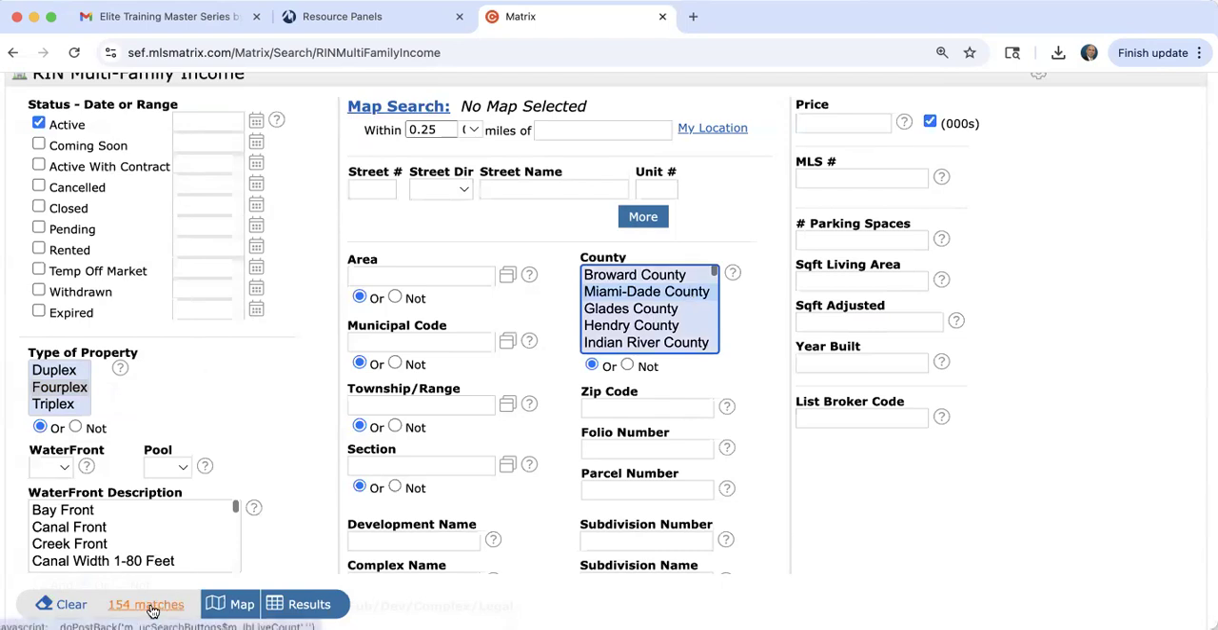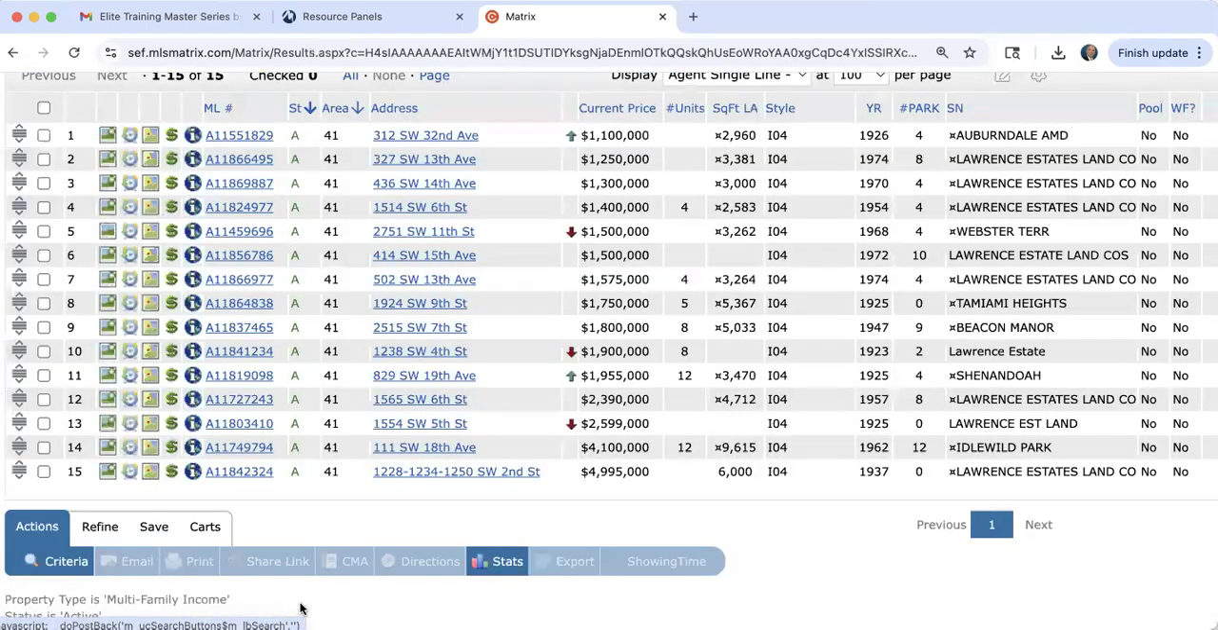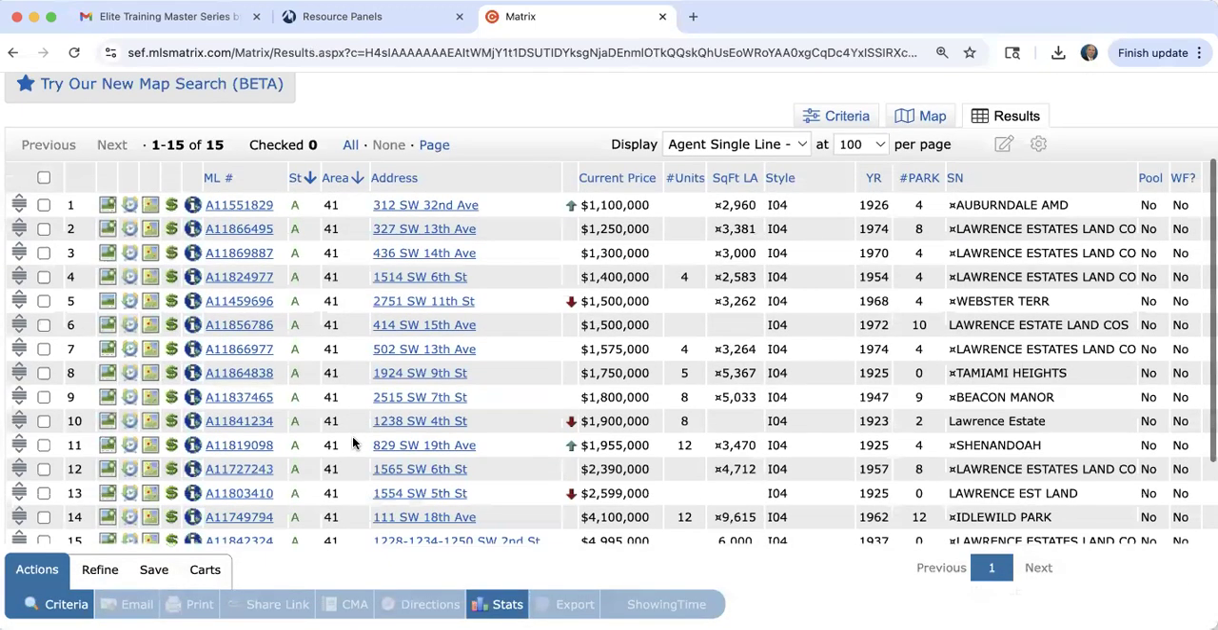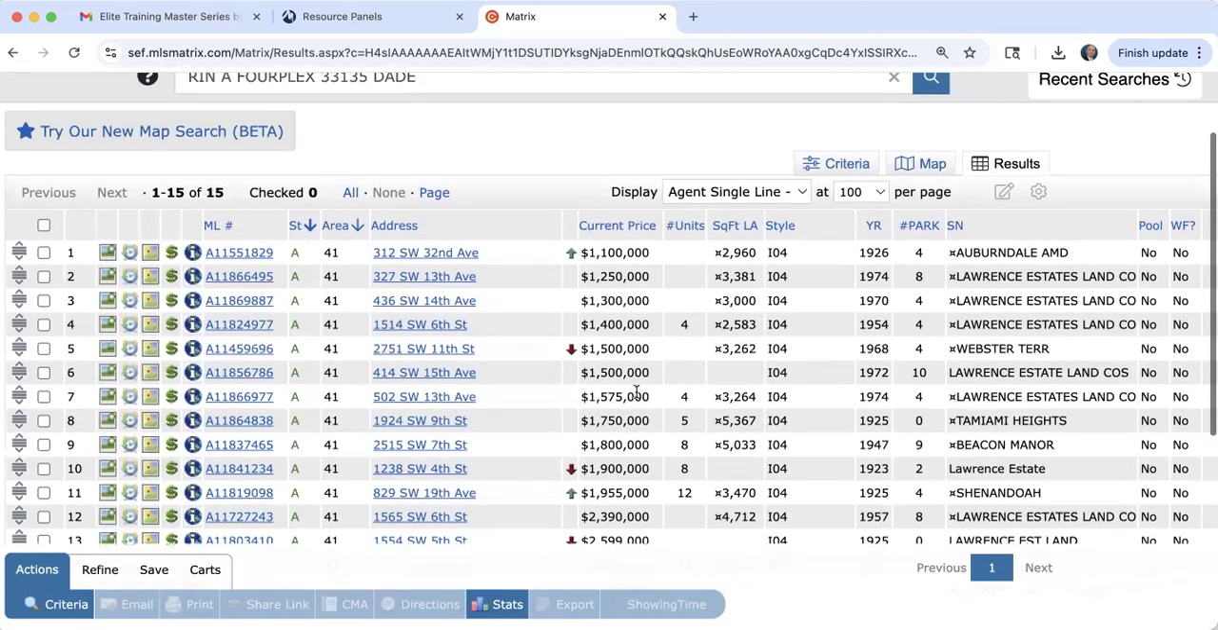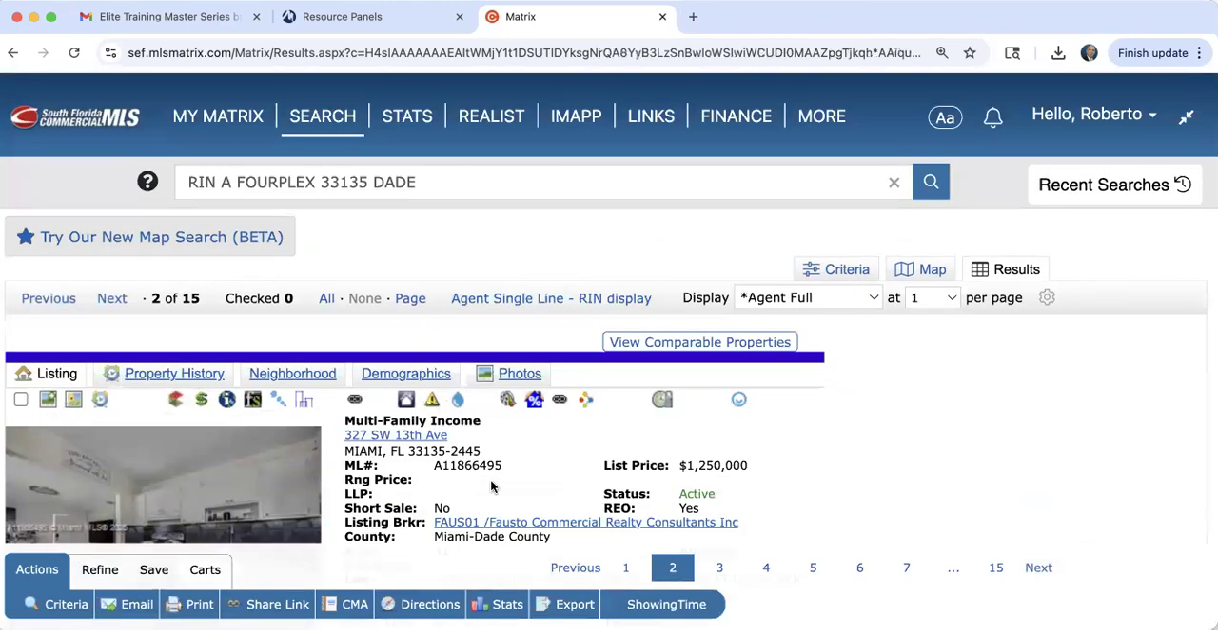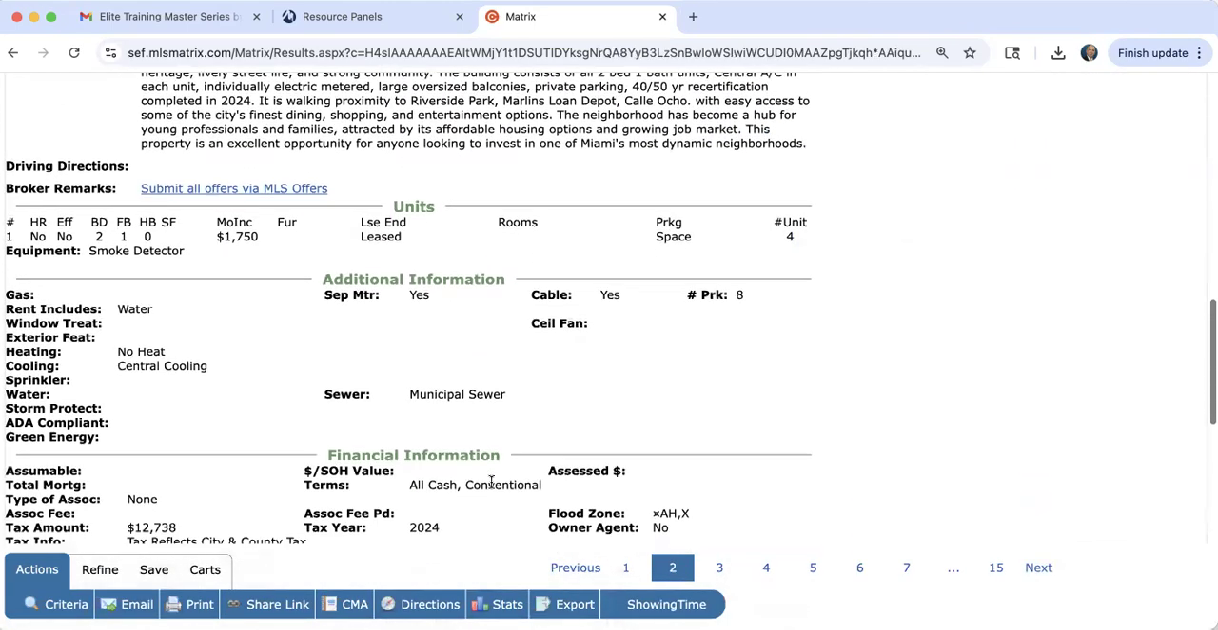There's currently 154 properties. Let's go to zip code 33135. We're looking at 15 matches. Let's click on results. All right, we have all of these, from 1.1 million, 1,250,000, all the way up to almost $5 million. Let's go with $1,250,000. So here we have a fourplex.